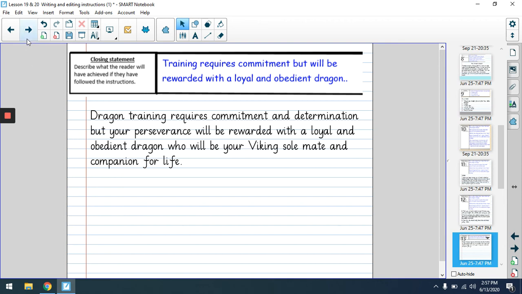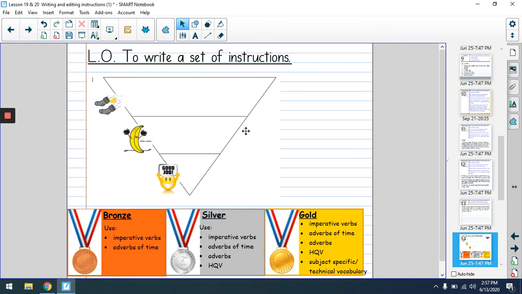Right, don't forget you need to ensure you're including what's on your success criteria, but also have a look at these targets. Bronze, ensure you're using imperative verbs and adverbs of time. Silver, imperative verbs, adverbs of time, adverbs and HQV. And gold, on top of that, you've got any subject-specific or technical vocabulary linked to training the dragon.